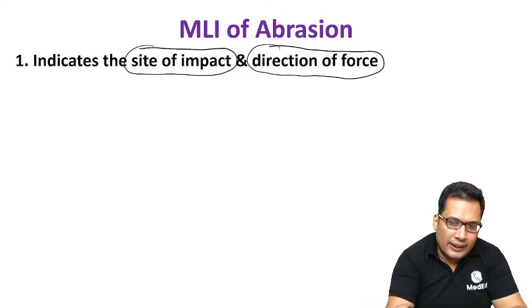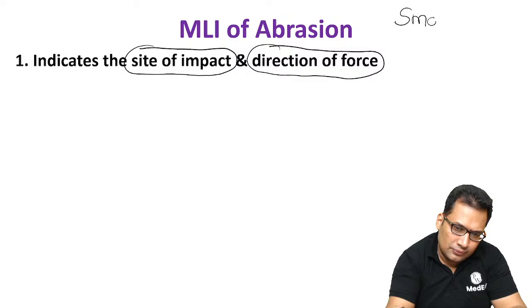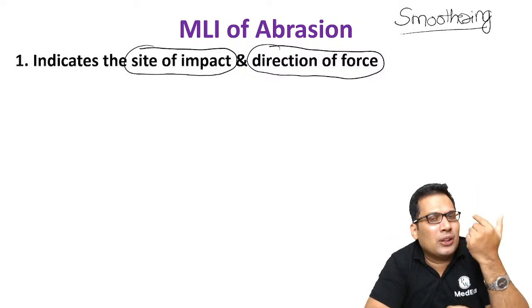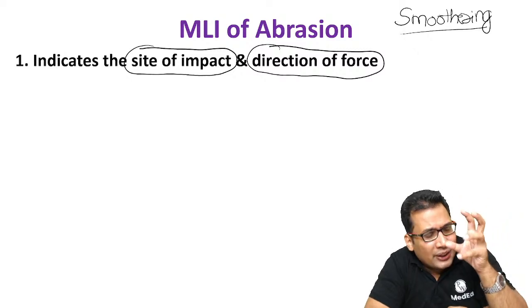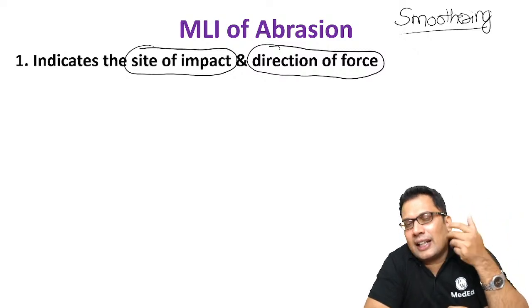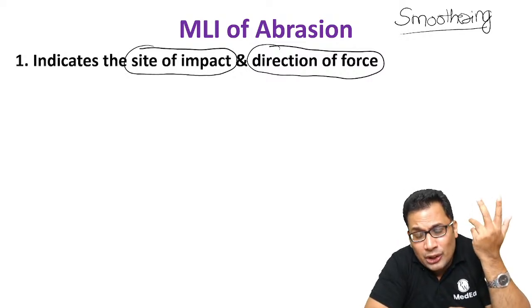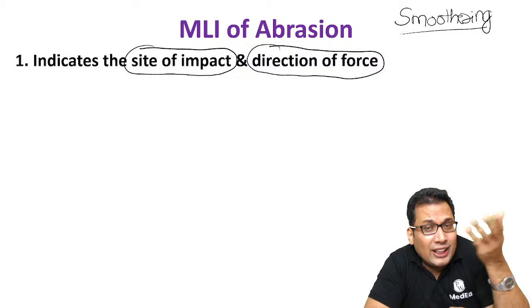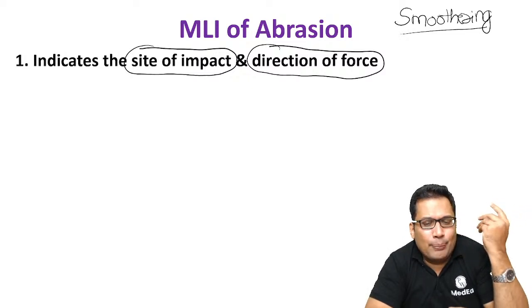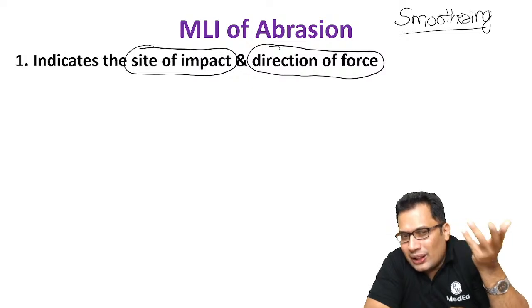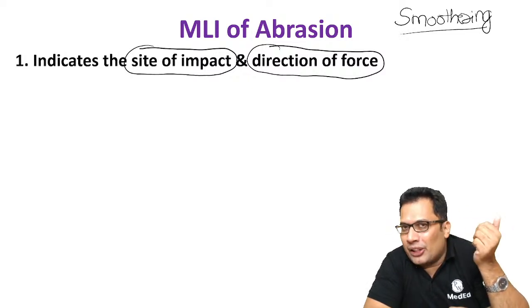For example, in a case of smothering, you will see some abrasions around the face, around the mouth and nostril. When abrasion is there, that shows the site of impact. Like a hanging ligature mark shows the site of injury. Direction of force depends upon the denuded epithelium. You can tell about the direction, right to left or left to right, or upwards or downwards.